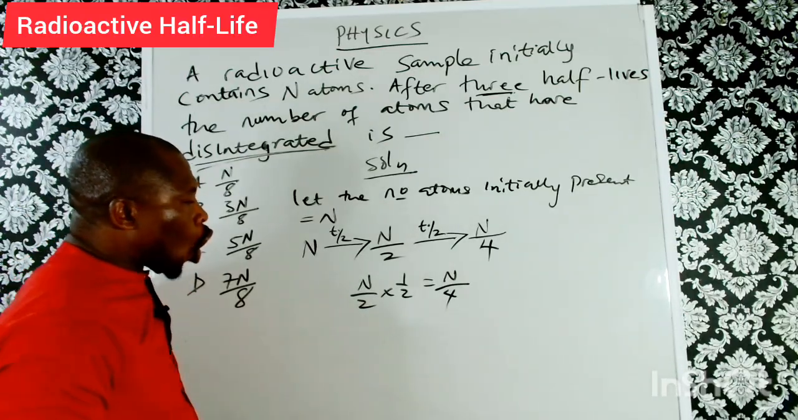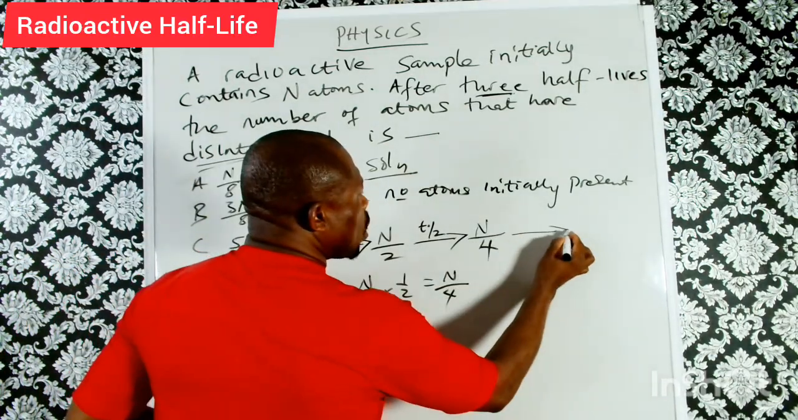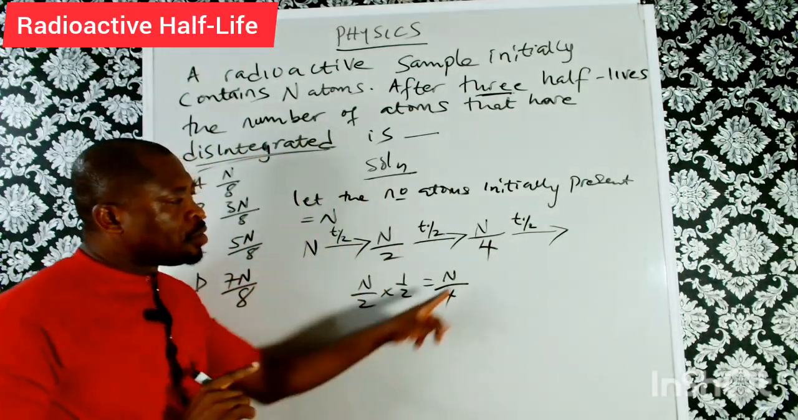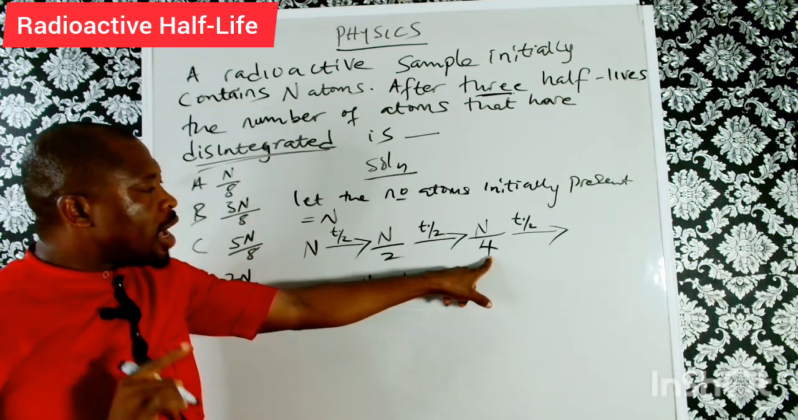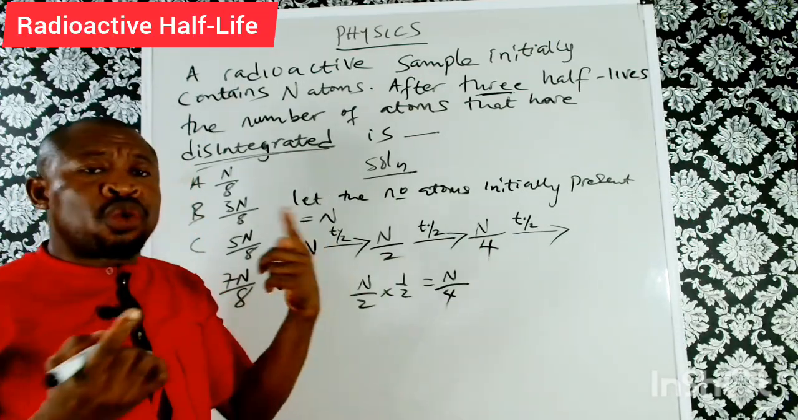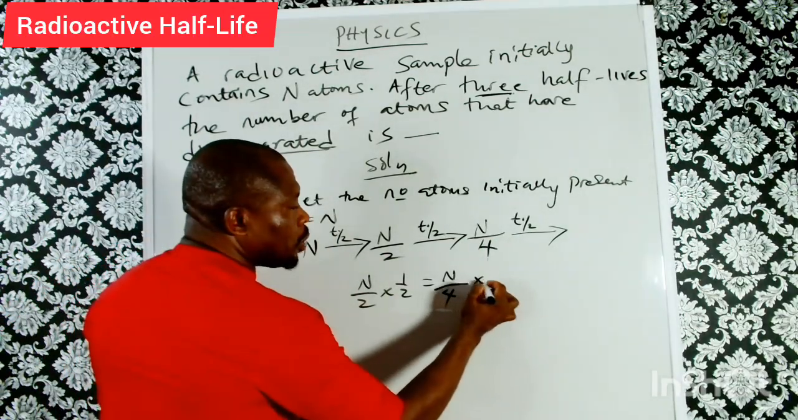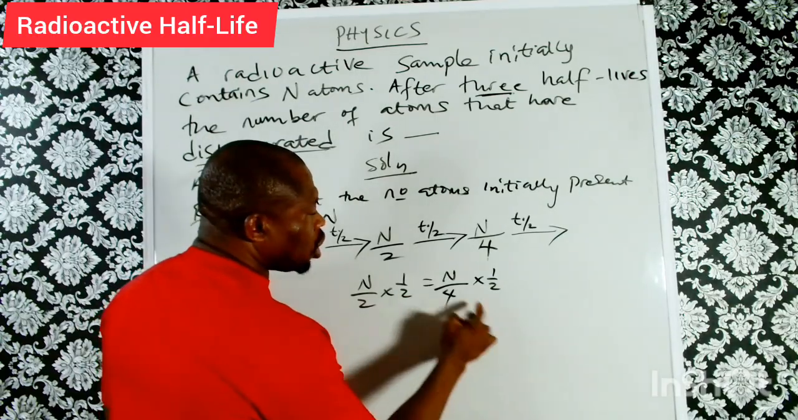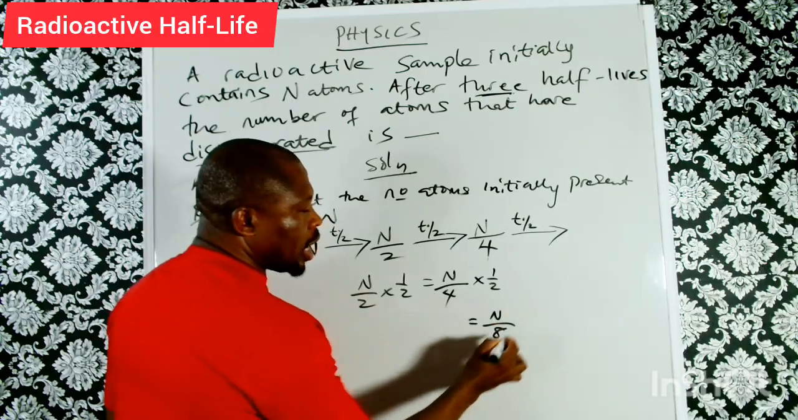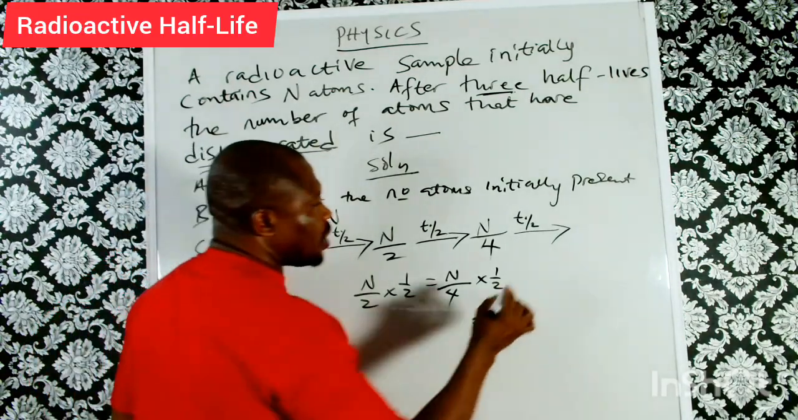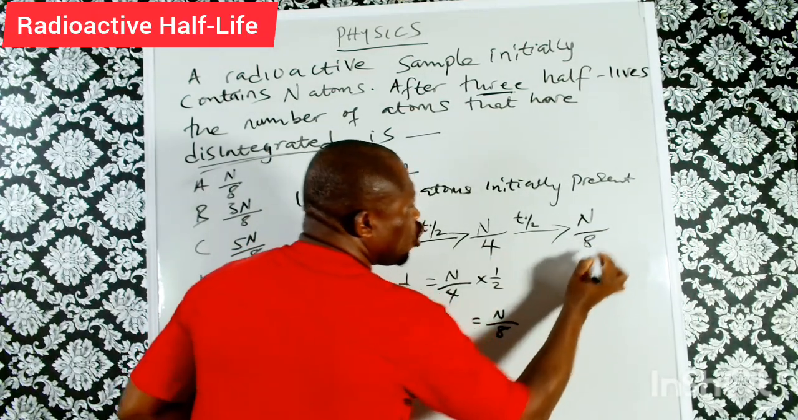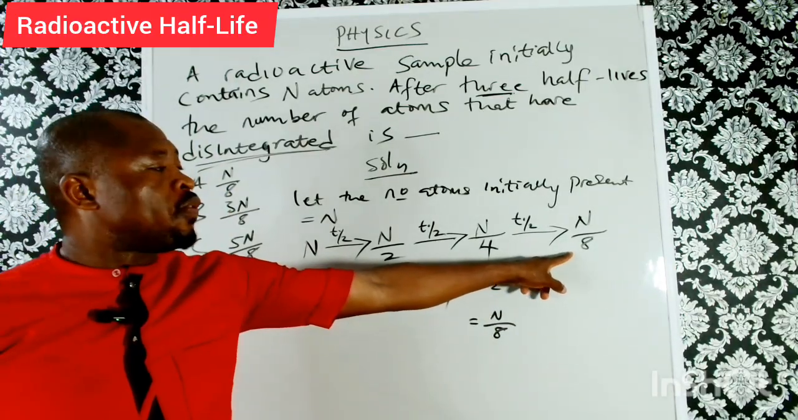Now, after the third half-life, so we take the third half-life, first, second, third. After the third half-life, this one will decay. And if it decays or disintegrates, half of it will remain. How do we get half of it? Just multiply this by half, which will give us n times 1 is n all over 4 times 2 is 8. That means after the third half-life, the fraction that will be remaining is n over 8.